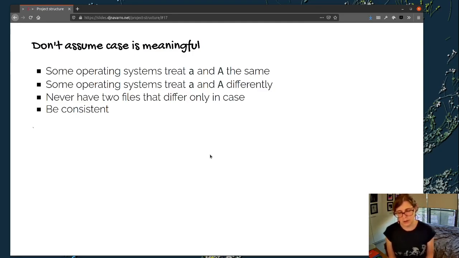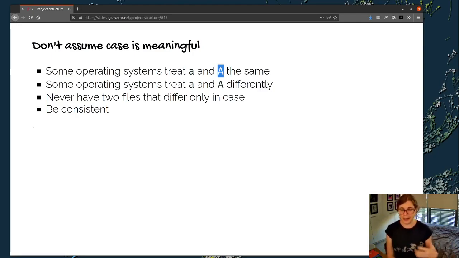Don't assume that. My preference is to keep everything lowercase. It's not always possible, but as a general rule, don't assume that the difference between uppercase and lowercase is actually meaningful. Some operating systems will treat a lowercase a and an uppercase A as the same character for the purposes of determining the file name, but other operating systems will treat them as different.